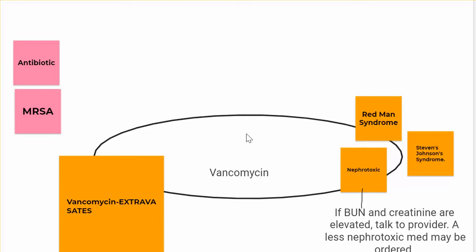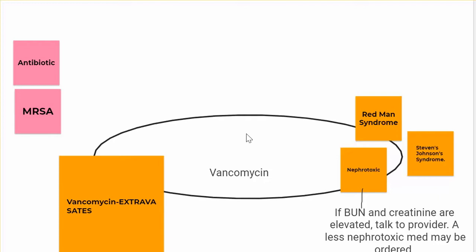Vancomycin is often used for MRSA, methicillin-resistant Staph aureus. Vancomycin can extravasate. Extravasation would be the leakage of basically blood and the medication out of the vein. But the special thing about extravasation is that it usually involves some kind of cytotoxic medication or a medication that can cause necrosis to the tissue.